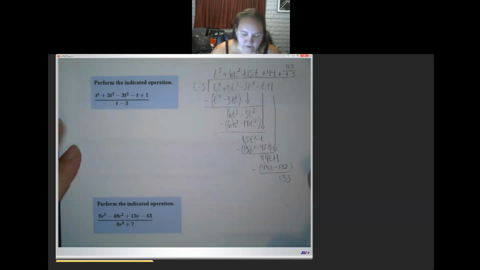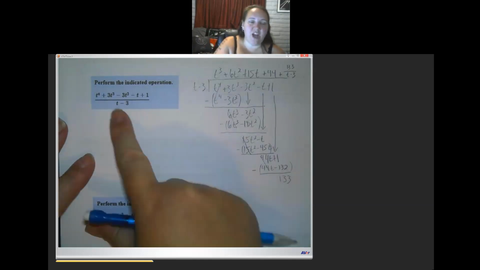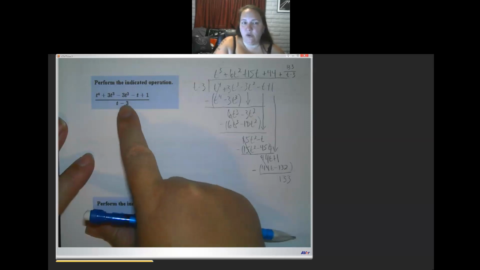So polynomial long division is the same as regular long division with numbers. It's the same set of steps. It's just a lot more algebra. Now for this one, whenever you have just a variable and then plus or minus and then a number, you have the option of doing synthetic division.